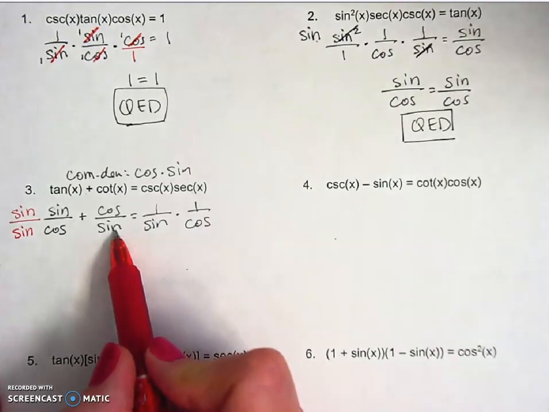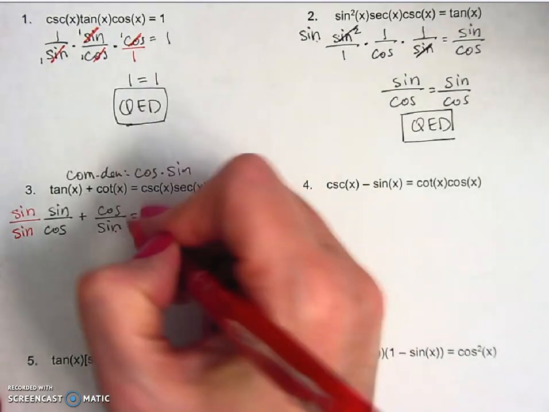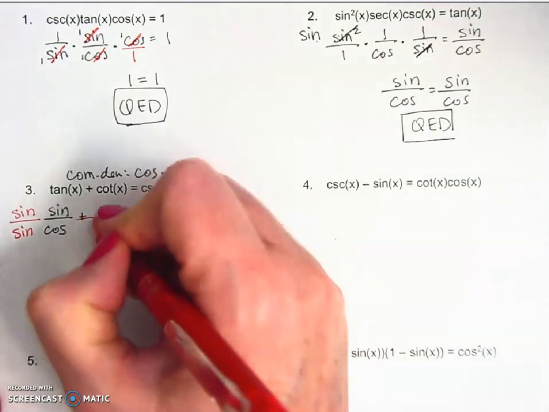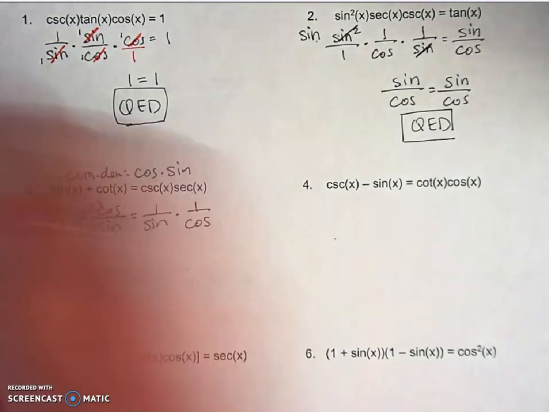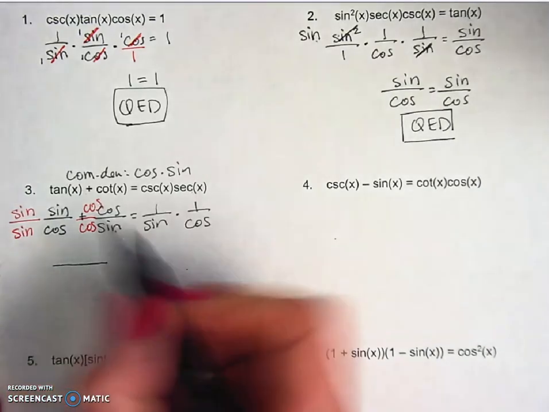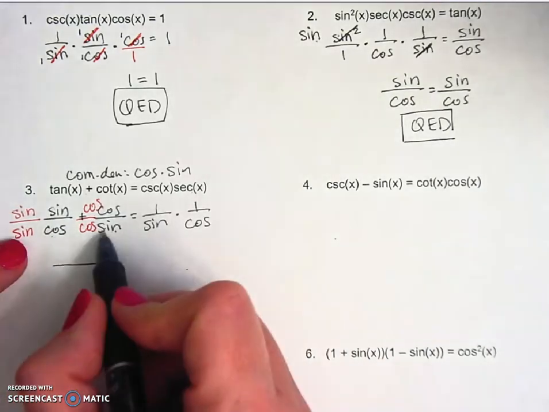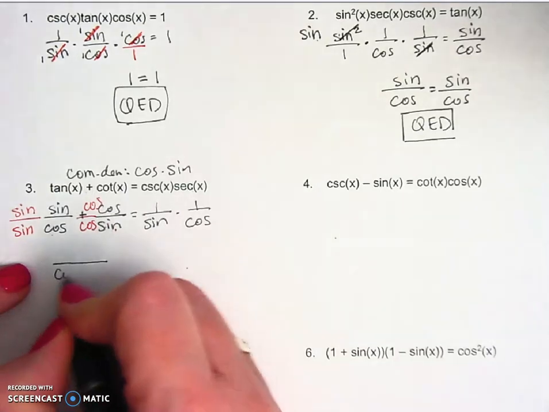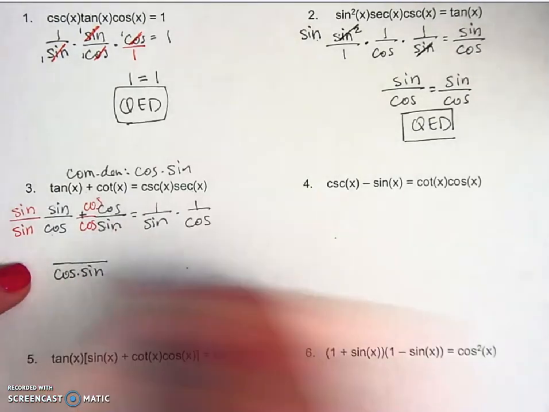This fraction is missing cosine in the denominator. So I'm going to multiply by cosine top and bottom. So I'm going to combine these into one fraction. Now that their denominators match, I combine them into one fraction with that denominator.